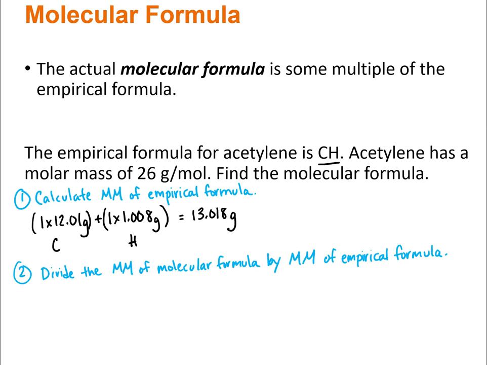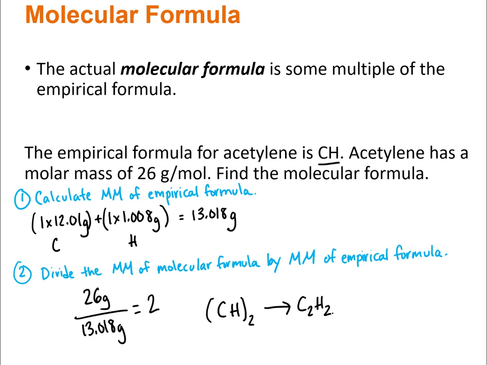Molecular formula, we're told that that has a molar mass of 26 grams per mole. Our empirical formula, 13.018. 13, really. So when you divide, you get 2. It's going to be a little bit less than 2, but it's so close that we call it 2. What that means is that you take your empirical formula and you multiply it by 2, so that instead of one carbon and one hydrogen, you have 2 of each. That's our molecular formula.